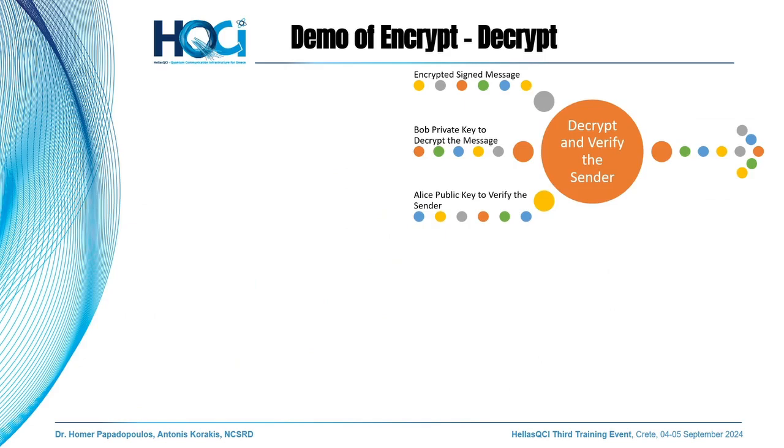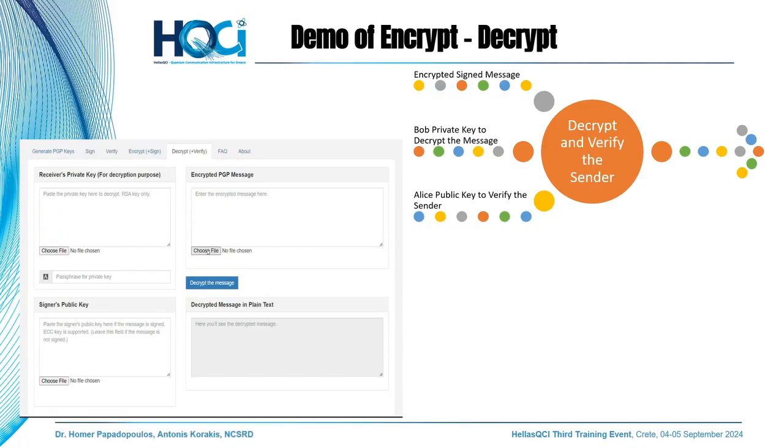Okay. Let's see how the decryption works. First of all, we have the encrypted signed message that Bob received through email. Bob uses his private key to decrypt the message, to see the dog, the puppy, and he uses Alice's public key to ensure that the message arrived from Alice. This is how it works. Let's see it in practice.